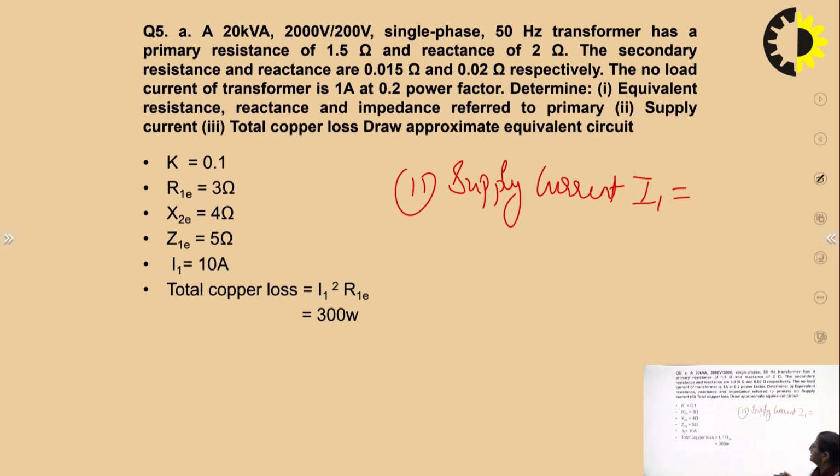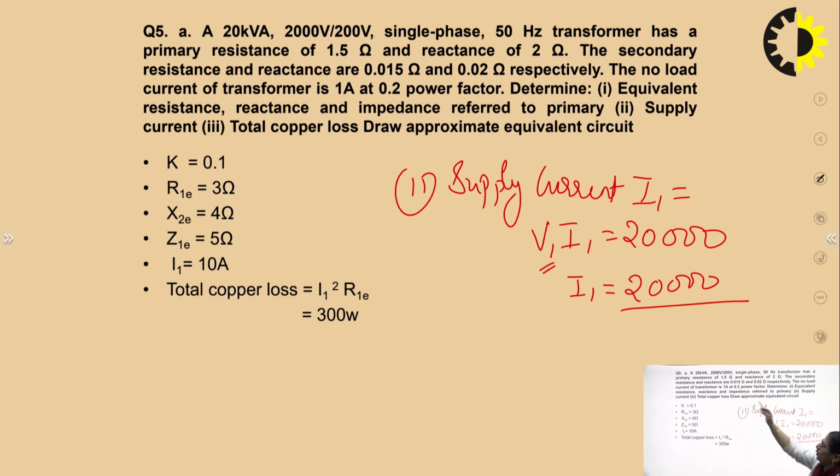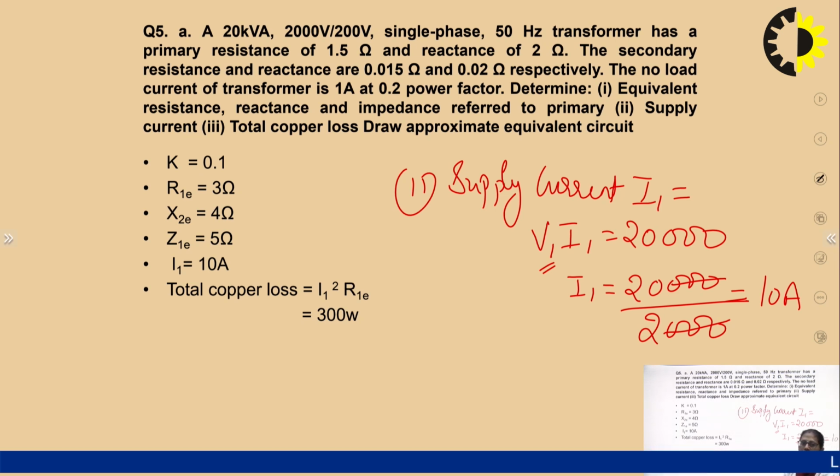So now, how much is V1 I1? V1 I1 is equal to 20 kVA, that is 20,000, right? In that case, I may be knowing how much is I1. That will be given by the rating divided by V1. And how much is V1? We know V1 is 2000. So, just going with this, we are having it as 10 amperes. So the primary current in the transformer is given as 10 amperes, I1.